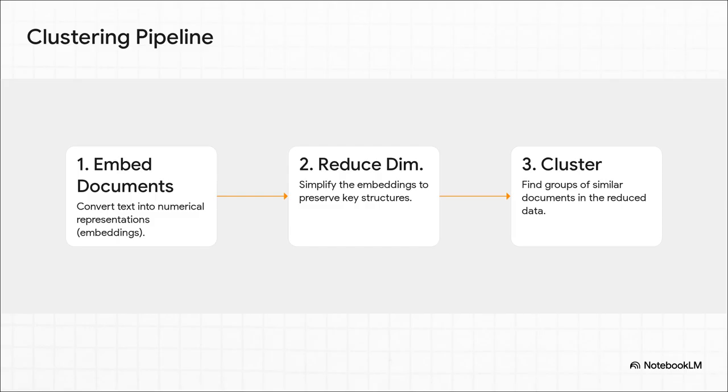The whole process is actually surprisingly straightforward. First, we have to translate our text into a language that machines get: numbers. We call this embedding. Then, we simplify those numbers to really focus on the most important patterns. And finally, we just unleash an algorithm to find the actual clusters in that simplified data. Let's break each of those down.